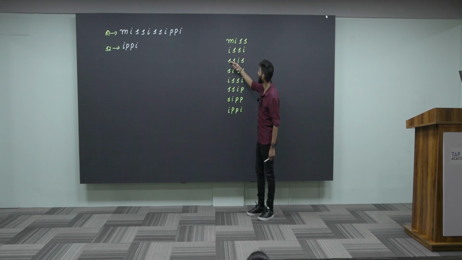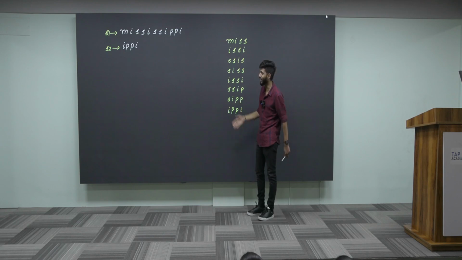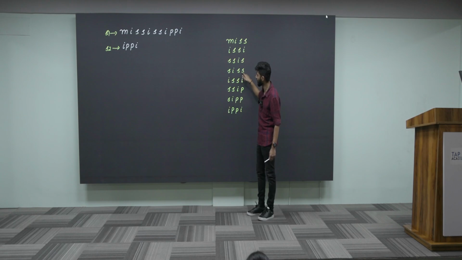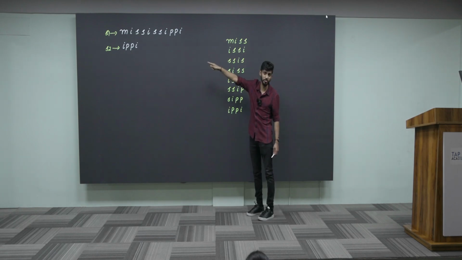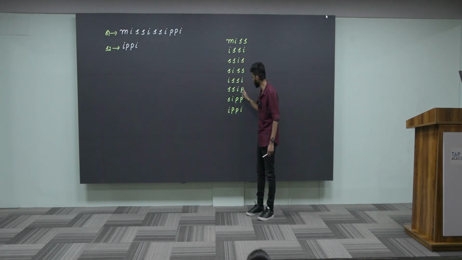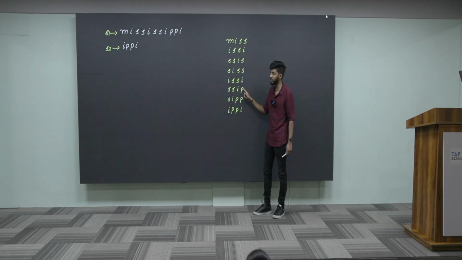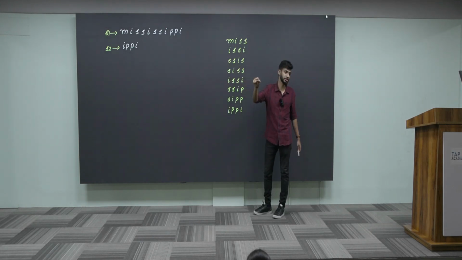You all know you are LeetCode problem solvers, right? So next I am checking SISS. Is it equal to S2 or not? No. No means I need to go to the next one. ISSI, is that equal to S2 or not? No. Then I need to go to the next one. SSIP equal to S2? No. Then go to the next one. SIPP equal to S2? No. Then go to the next one. IPPI equal to S2? Yes.